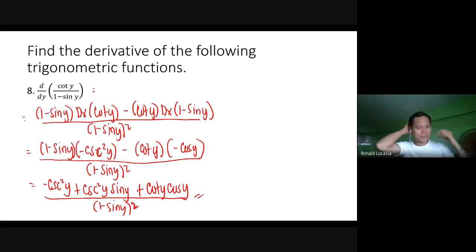Mahaba lang siya. Pero minsan, akala mo mahaba siya, kakahanap mo ng trigonometric identity, wala ka talagang mahanap. Akala ko din nung una may makukuha akong trigonometric identity. Hindi ko pa na-multiply.